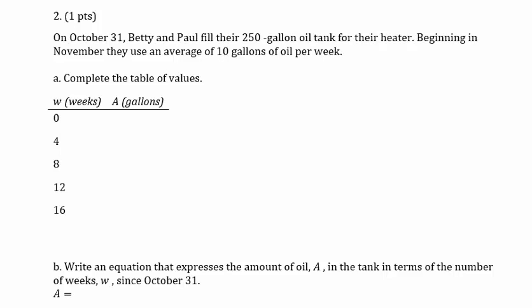And so after 0 weeks, they're going to have 250 gallons. No time has passed. But as time passes and they use up some of their oil, the A values should get smaller. Okay, so how are they going to change? Well, after 4 weeks, they would have used up 40 gallons, 4 times 10, of oil, and so they would have 210 gallons remaining. After 8 weeks, they would have used up 40 more.